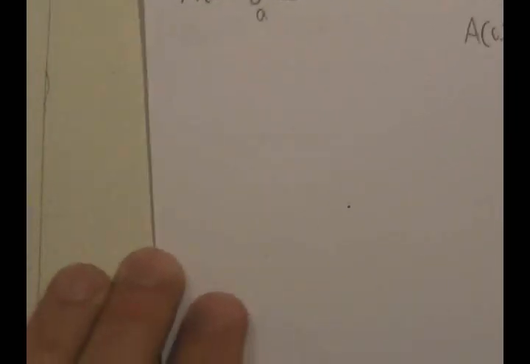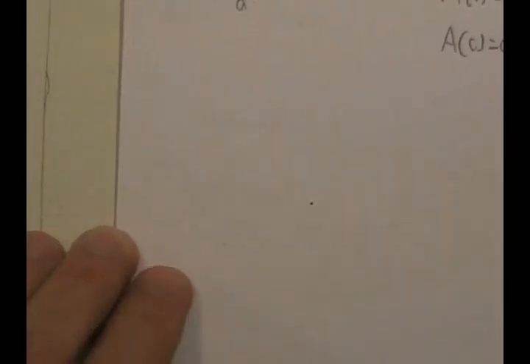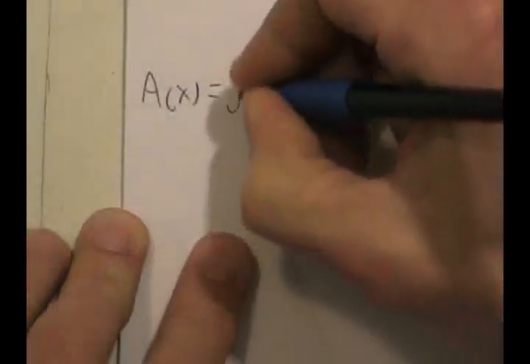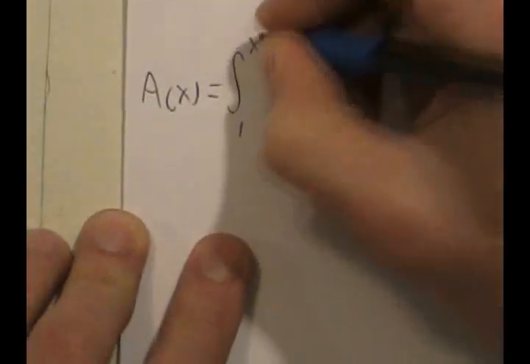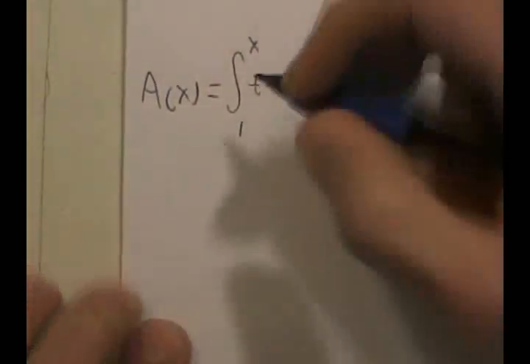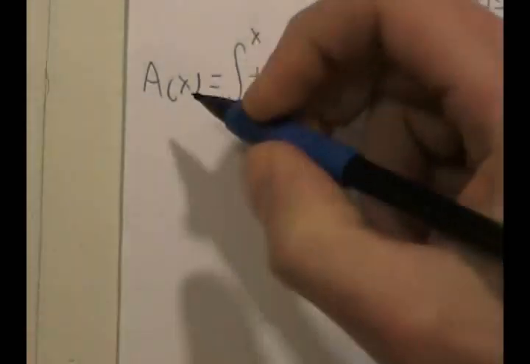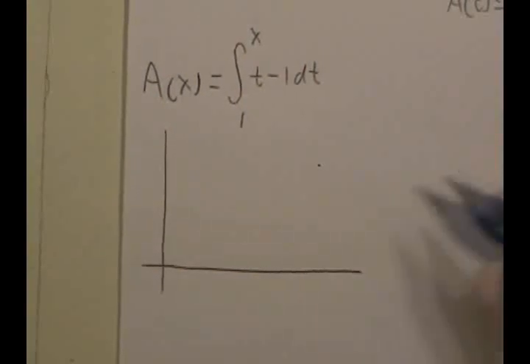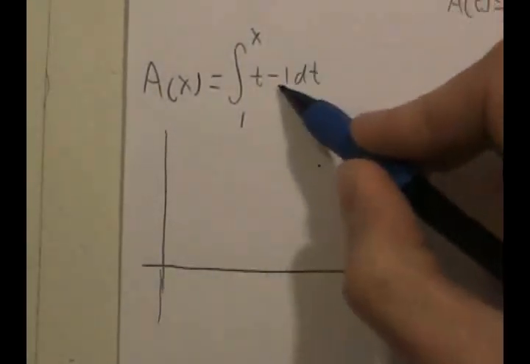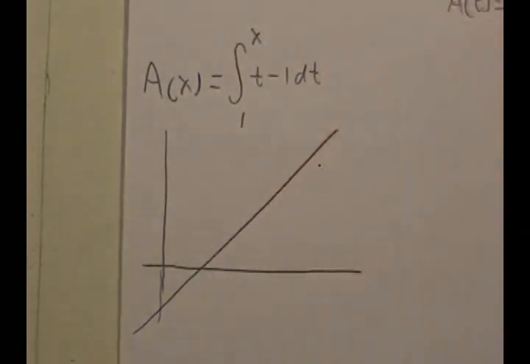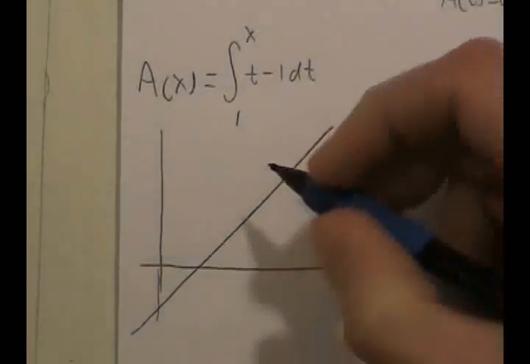Another easy one, or easier one than most, is if I say A of x equals, what do we have here? The integral from 1 to x of, say, t minus 1 dt. To give you an idea of what that looks like, the t minus 1 function, which would be f of x equals x minus 1, would be this. Just a straight line, 45-degree angle here.